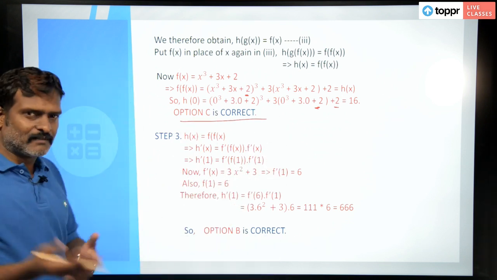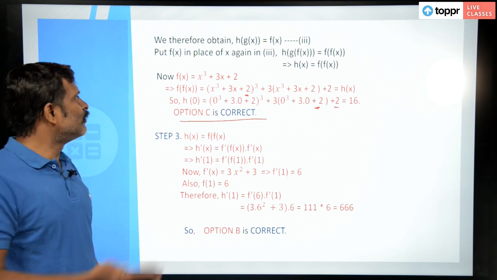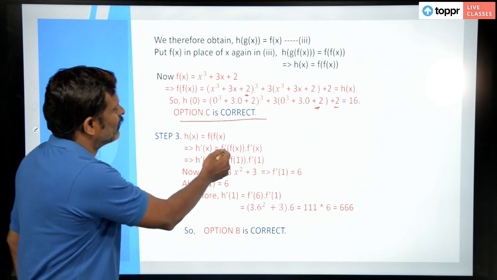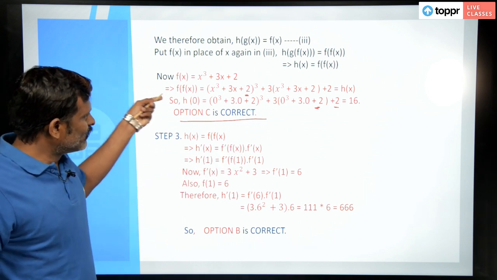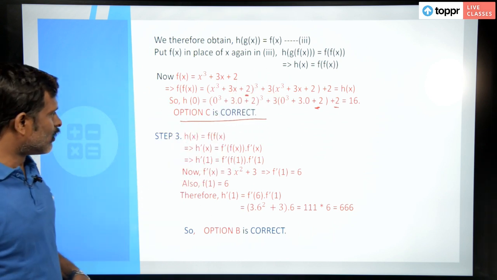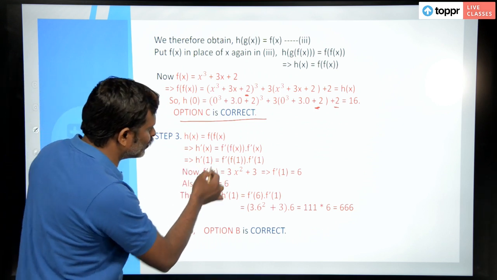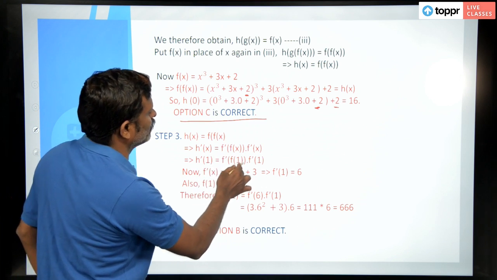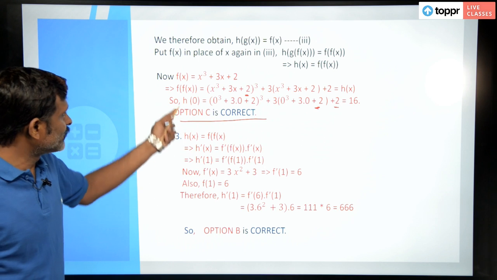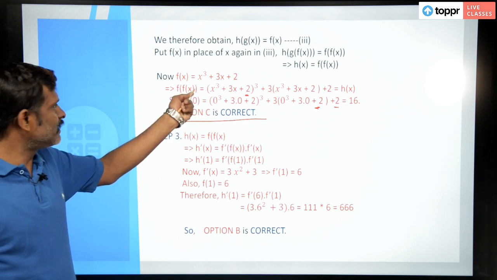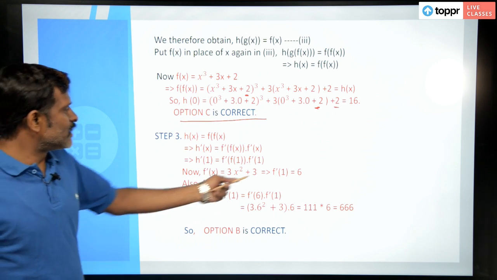Instead of finding B first, we directly came to C, because we found h of x. Now we differentiate it. h dash of x is f dash of f of x into f dash of x. See, if you differentiate the whole thing, it will take a longer time, right. So instead, h dash of 1 will be equal to what? f dash of f of 1 into f dash of 1. Now it's easy to find f dash of x, right. f dash of x is what? 3x square plus 3, and f dash 1 will be 6.